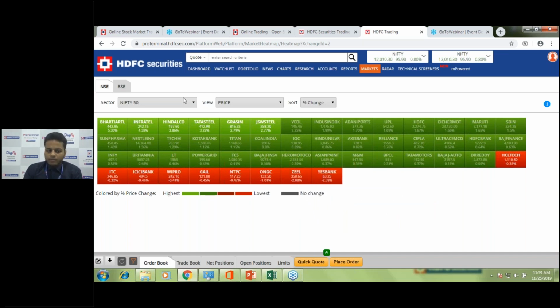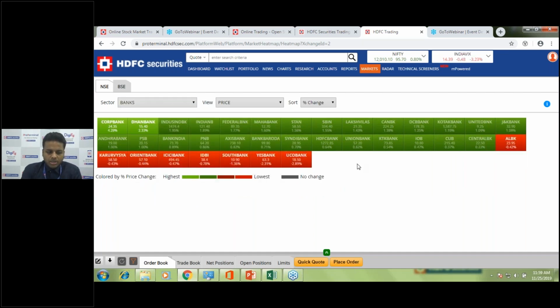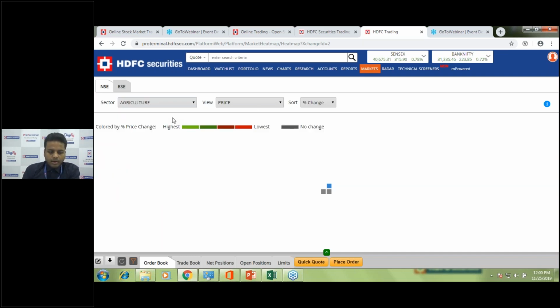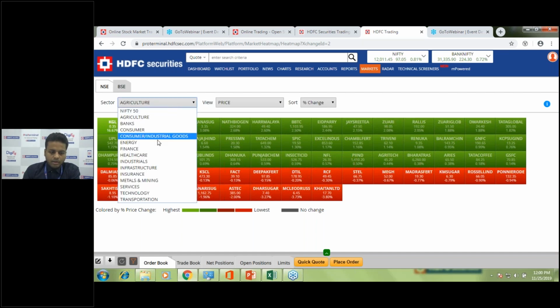Again, this is not only for Nifty 50, you can go sector wise also. So let's suppose I want to check the banking stocks, which stocks are trading in a bullish and a bearish trend. We can see Corporation Bank is trading at 4.5, and at the lower end we have Yes Bank and UCO Bank. In the agriculture sector, we can see again most of the stocks are bullish, but we have a few stocks trading in the bearish segment also. So this way we can check all the sectors.